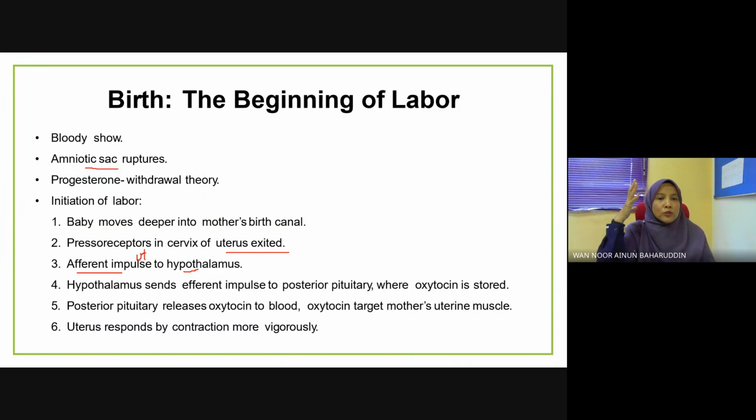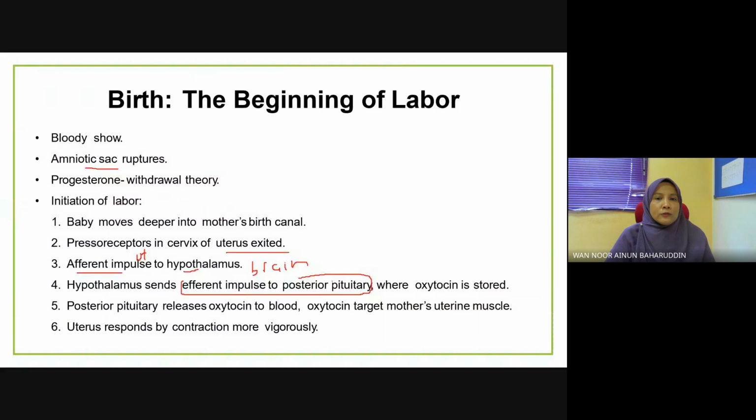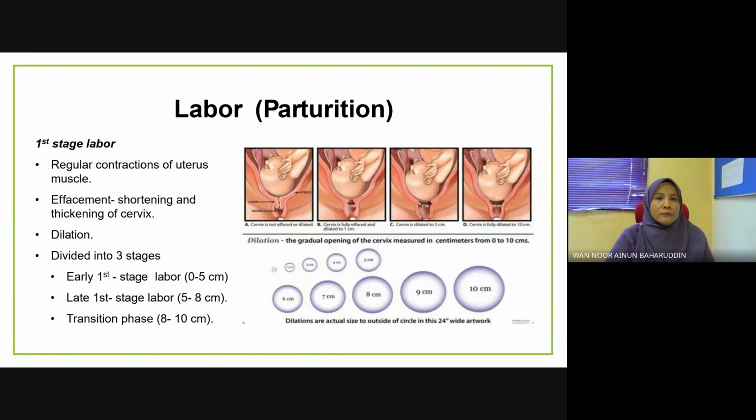So the hypothalamus in the brain integrates that information. The integration of this information sends the efferent impulse to the posterior pituitary. The posterior pituitary releases oxytocin, so oxytocin is released into the blood. This targets the mother's uterine muscle, and the uterus responds by contracting more vigorously. So the oxytocin hormone is released because of this stimulation by the afferent impulse to the hypothalamus.